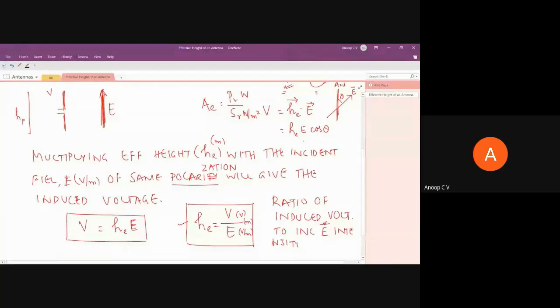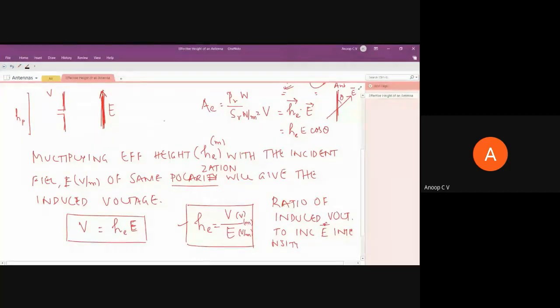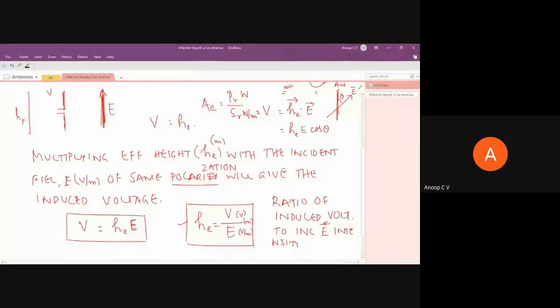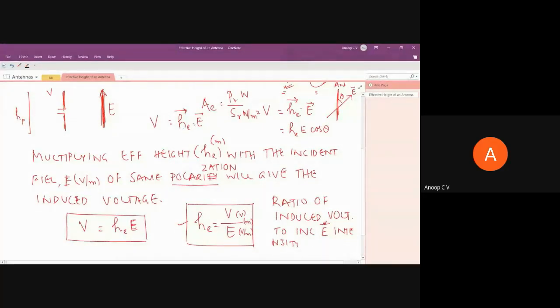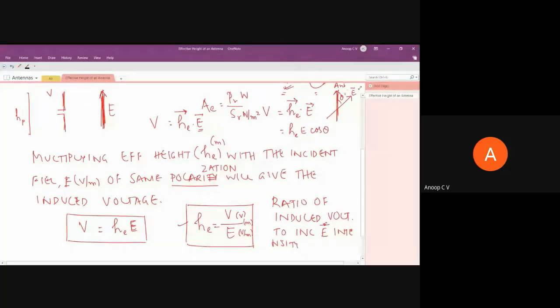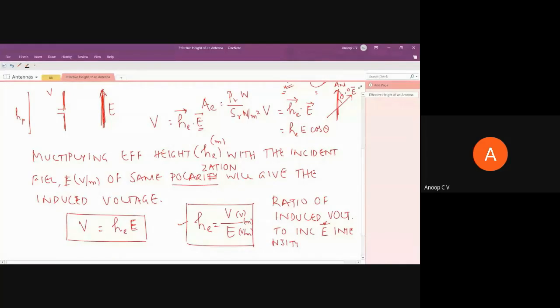But in the more general case, HE is a vector, where V will be equal to HE dot E. HE is a vector whose length is the effective height of the antenna, and whose orientation is the direction in which the antenna is oriented, and E is the electric field vector. If the angle between HE and E is theta equal to 0, then we can write it like this. This is a special case for the same polarization, so we'll be assuming the polarization is the same.